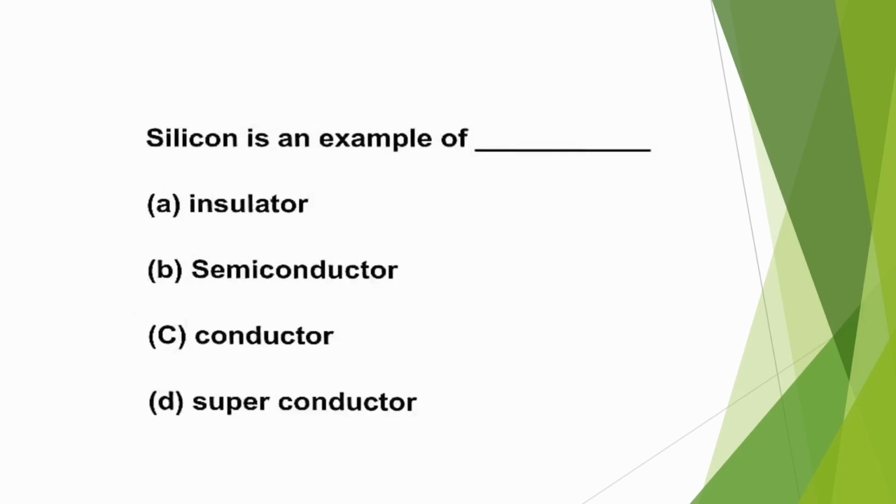The next question is: silicon is an example of. Silicon, we all know, is a semiconductor because its conductive properties lie between insulators and conductors. So silicon is an example of a semiconductor. We'll proceed with the next question.